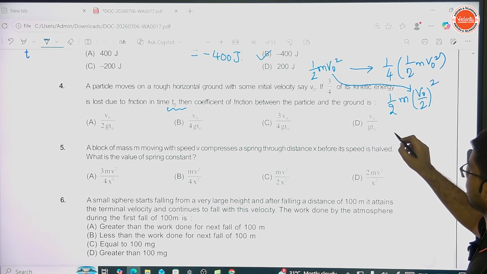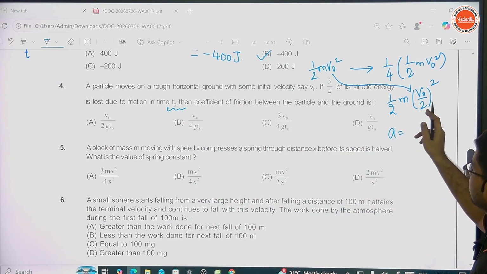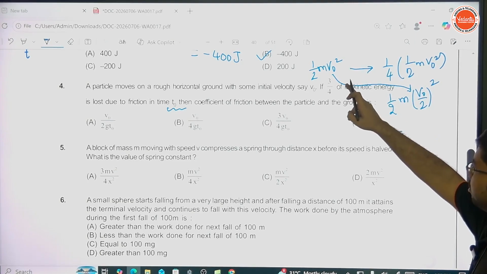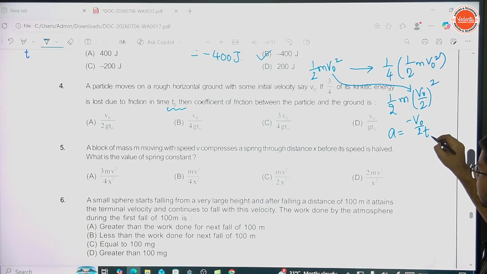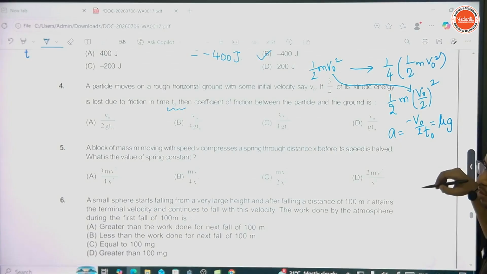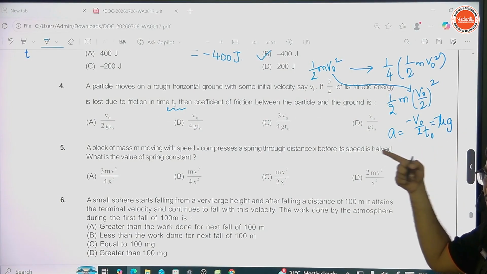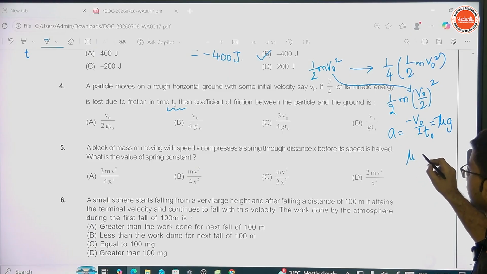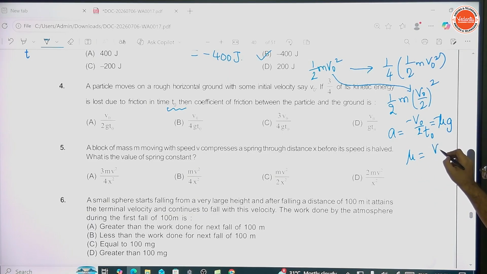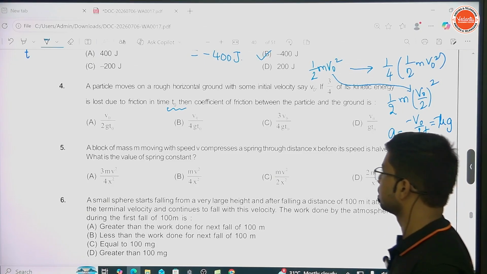That means, can I get what is the acceleration over here? a is equal to final velocity minus initial velocity, which is minus v naught by 2, divided by time, that is t naught. This is equal to minus mu g actually, because here I said deceleration, right? I think you can get what is mu from here. So mu is equal to v naught divided by 2 g t naught.